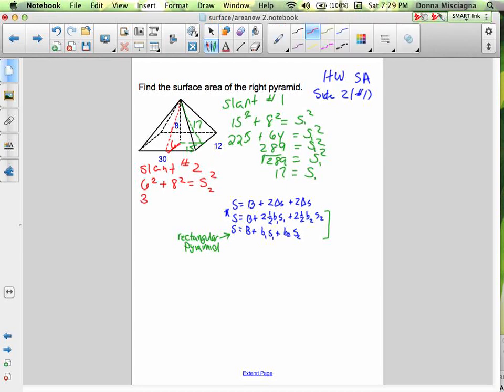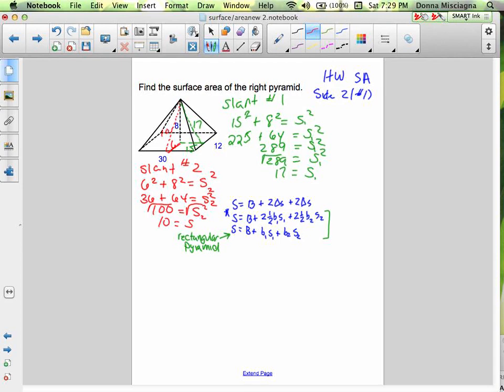So 36 plus 64 is slant number 2 squared, and that is going to give us 100, which is a perfect square. If we take the square root of both sides, that's going to give us 10 as the slant. So that is slant number 2.